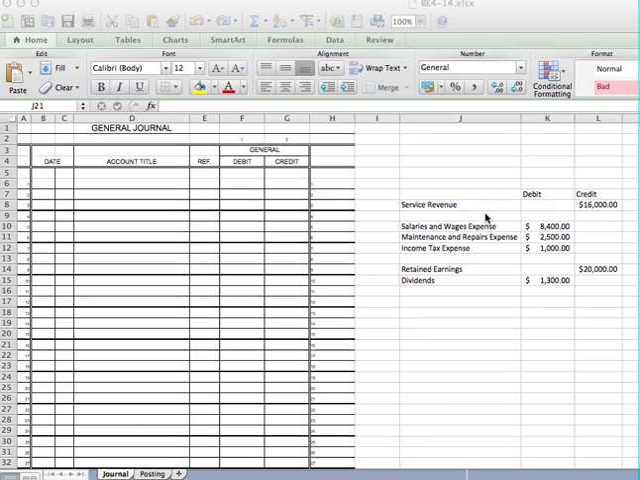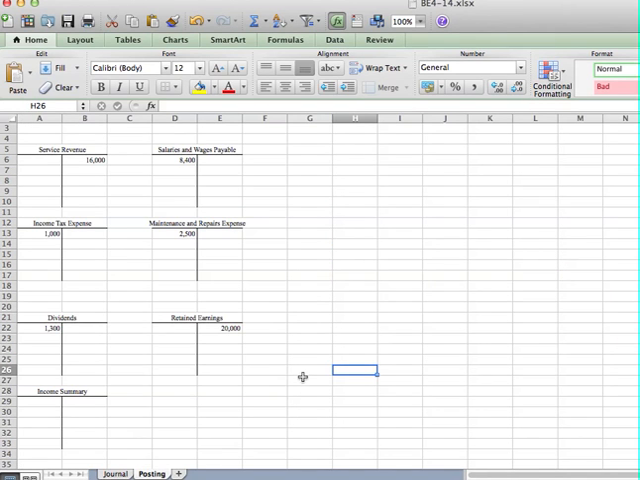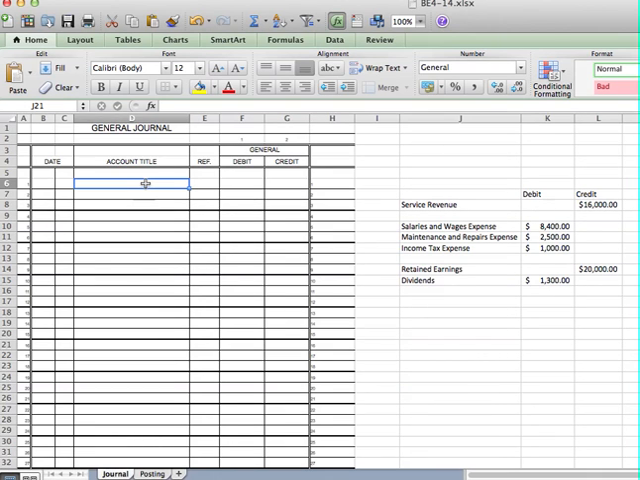I've taken the liberty to write them on this side so that I don't have to flip back and forth to the posting section of this. So the first thing we're going to write, they want us to do the closing entries. So we will write closing entries on the first line, so that we can tell in the journal it doesn't come from any source document, and so that's why we write closing entries at the top of it. The date was July 31.